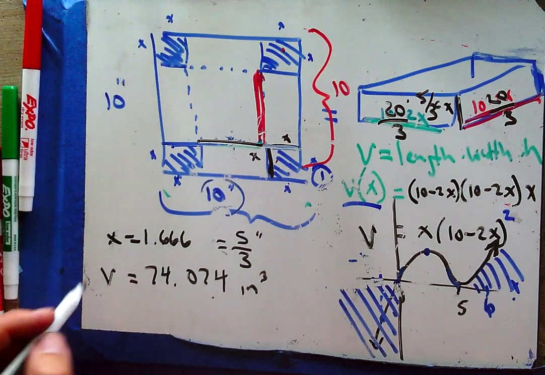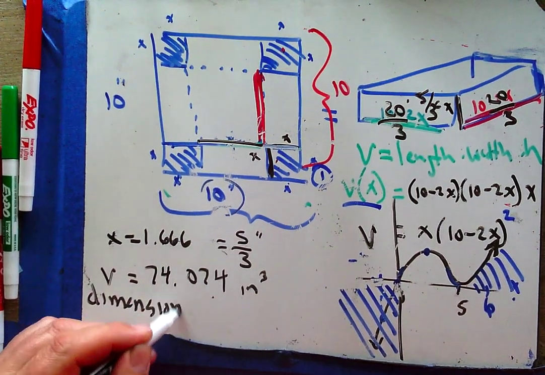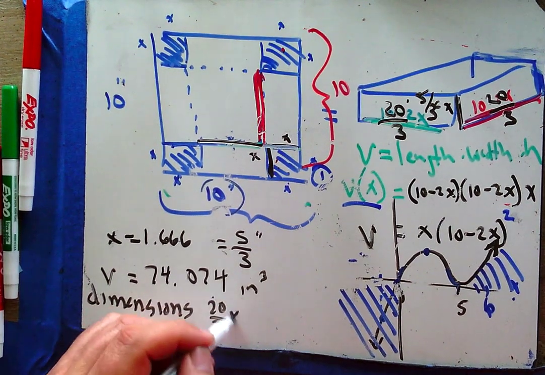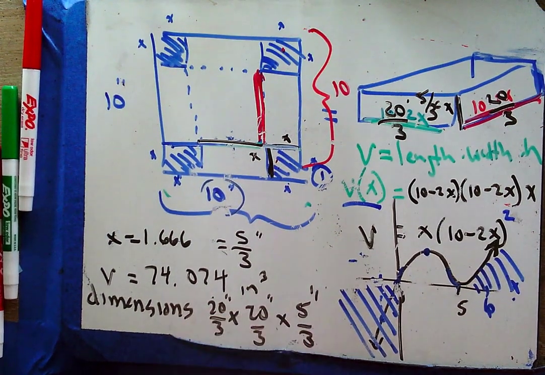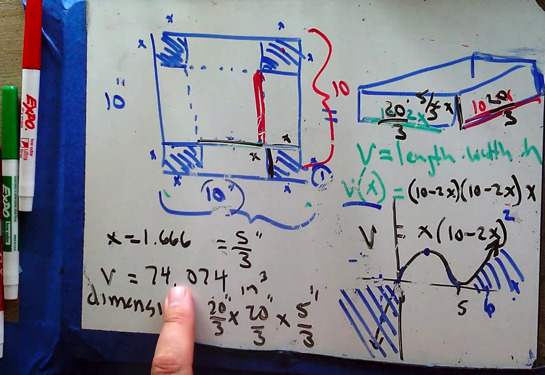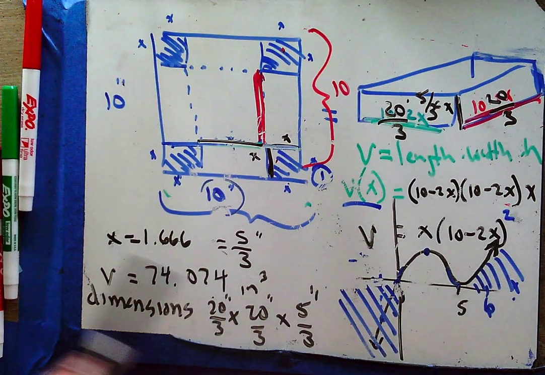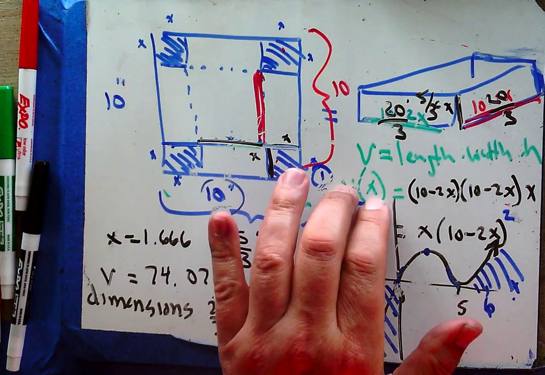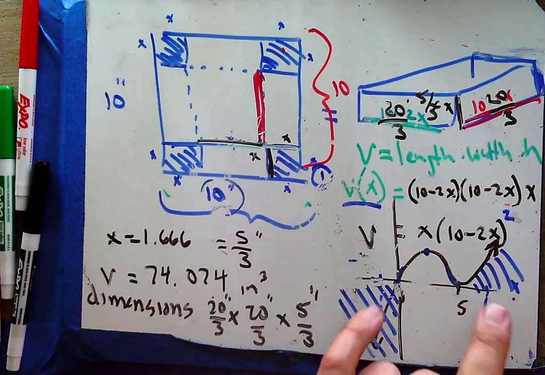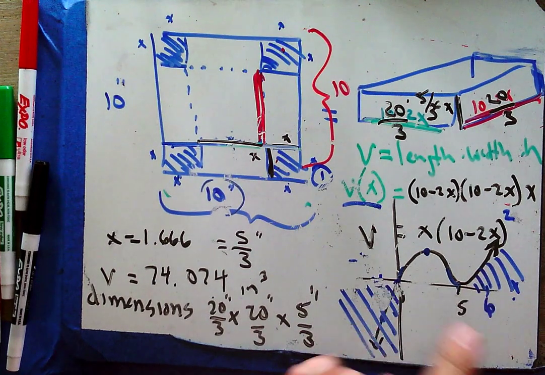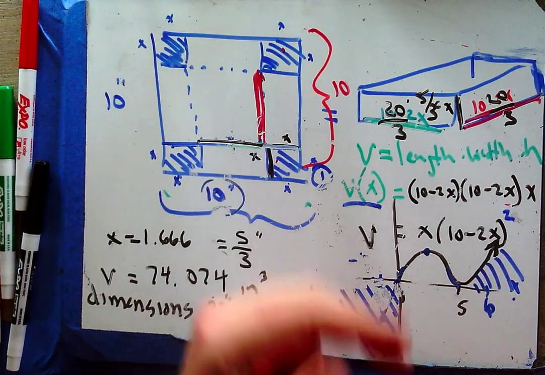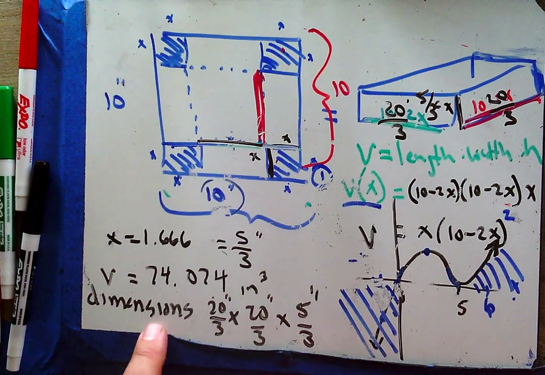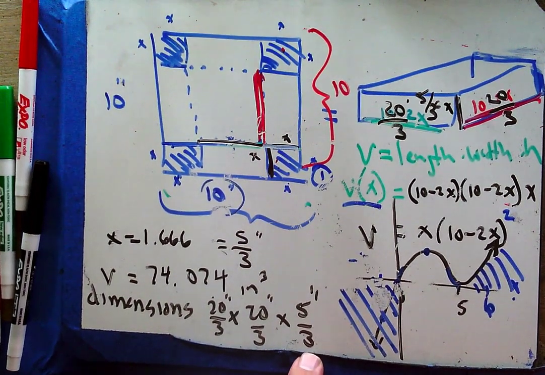So we could say that the dimensions would be 20 thirds by 20 thirds by 5 thirds. Length times width times height to make this volume. Okay, so we wrote V of x. We considered the domain of V of x. And then we used our calculator to find out what x we should cut to produce a maximum volume. We were even able to find the dimensions of that box that would contain the maximum volume.